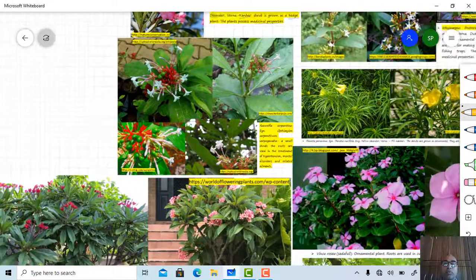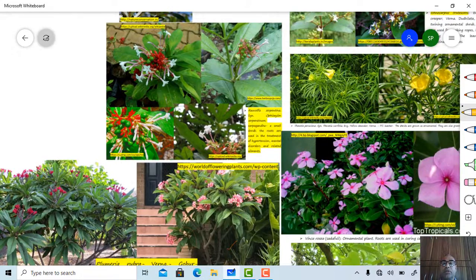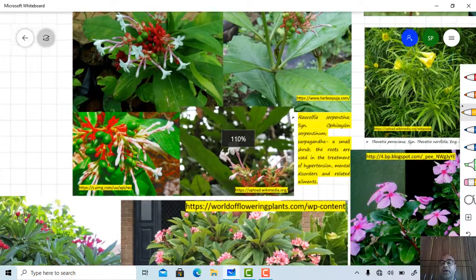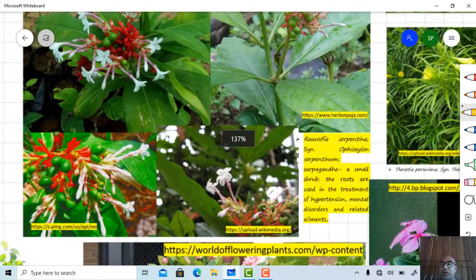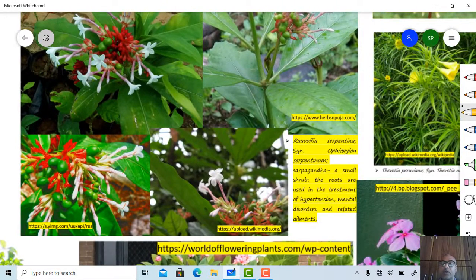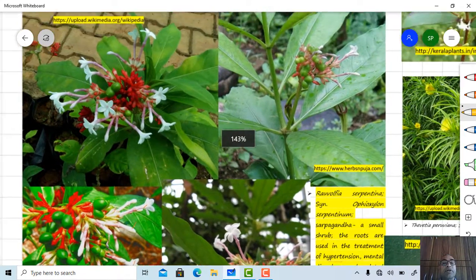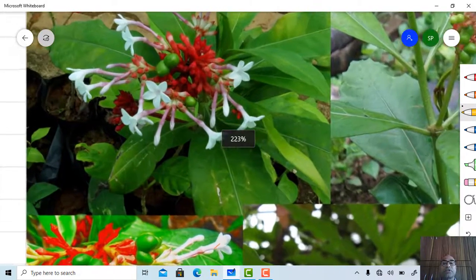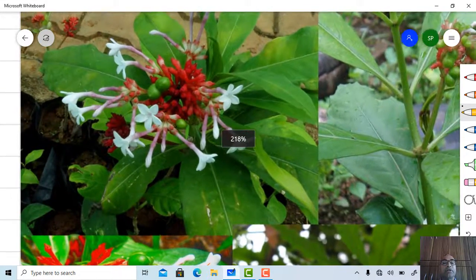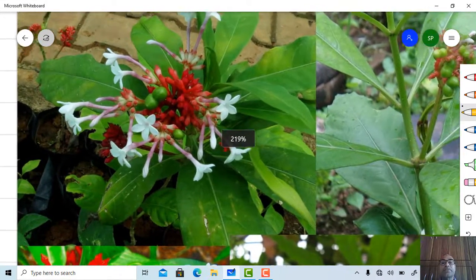Then one more plant, Rauvolfia serpentina, the Sarpagandha plant, or Ophioxylon serpentinum is the plant name. Sarpagandha is a small shrub, with roots used in the treatment of hypertension, mental disorder, and related ailments. So this one is the Rauvolfia serpentina plant. Just see the nature of the leaves and the type of inflorescence present here.